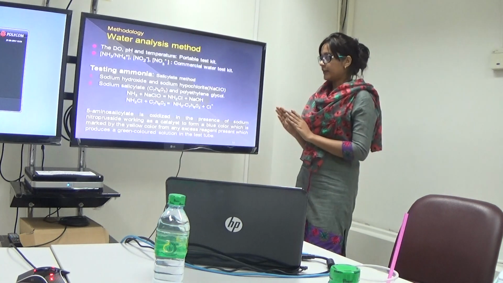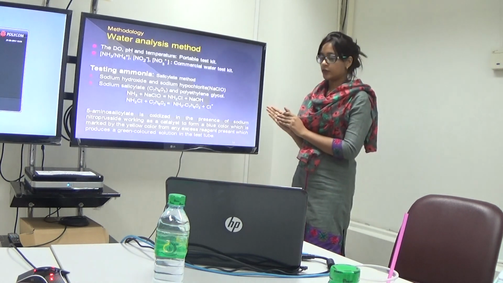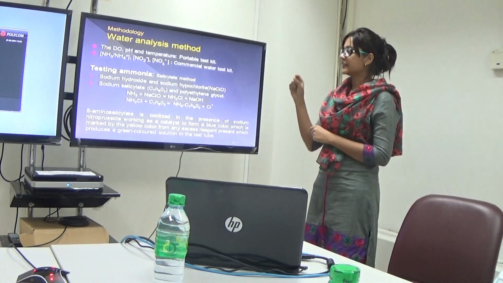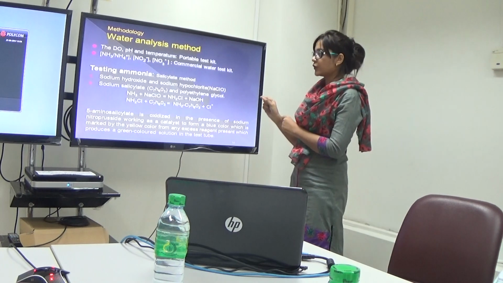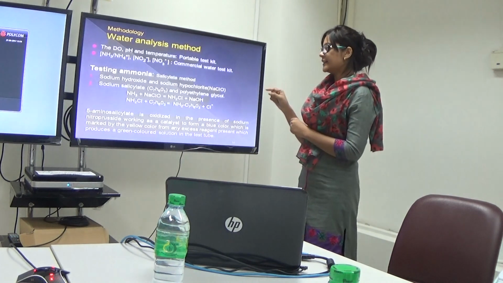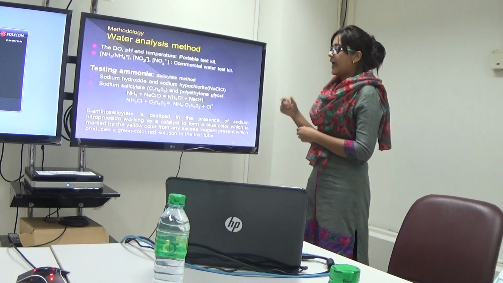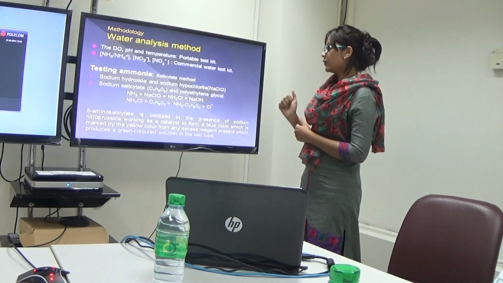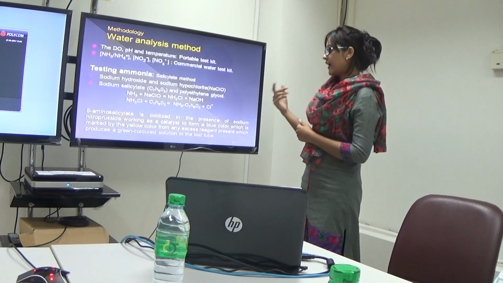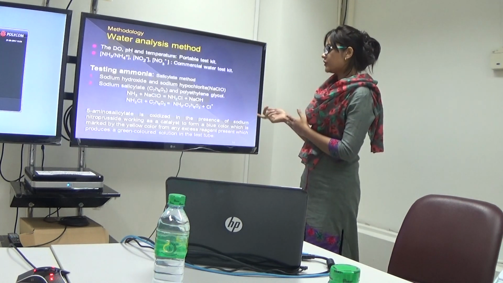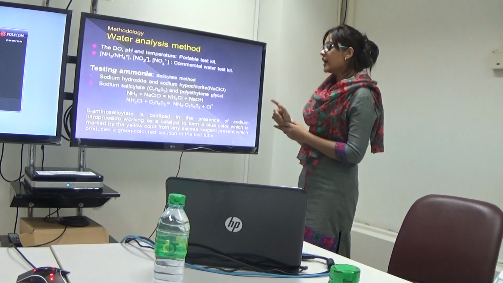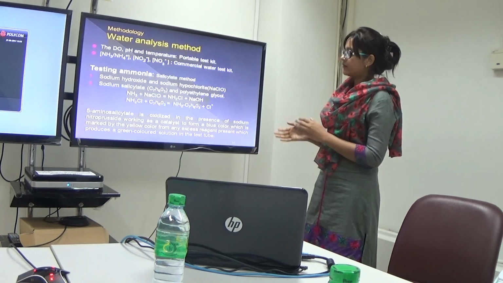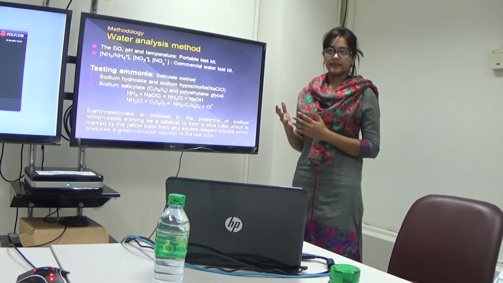For testing ammonia, this is called the salicylate method. In this, there are 2 bottles for testing ammonia. This one is sodium hydroxide and sodium hypochlorite. Another one is sodium salicylate and polyethylene glycol. Ammonia is mixed with the sodium hypochlorite, and then we get 5-aminosalicylate, and this is oxidized in the presence of sodium nitroprusside working as a catalyst to form a blue color, and from this reaction we get the color.